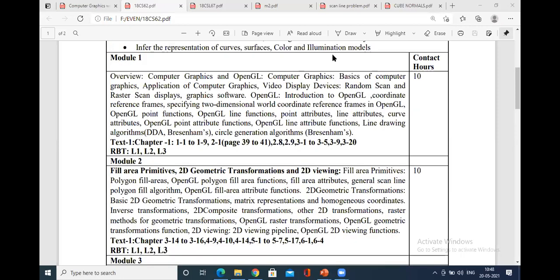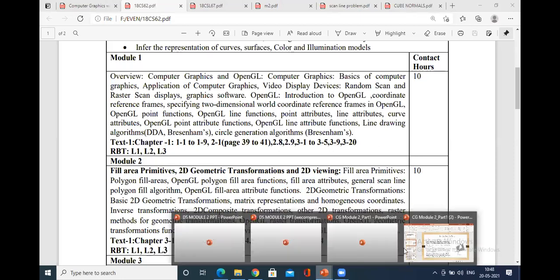So what we have covered till here: fill area primitives and identifying the polygon fill areas, area functions, polygon fill area functions, attributes, and we are at scanline. Today we'll see scanline and OpenGL fill area attribute function. Let me not revise the things that we have done. I'll directly go with the concept of scanline algorithm.